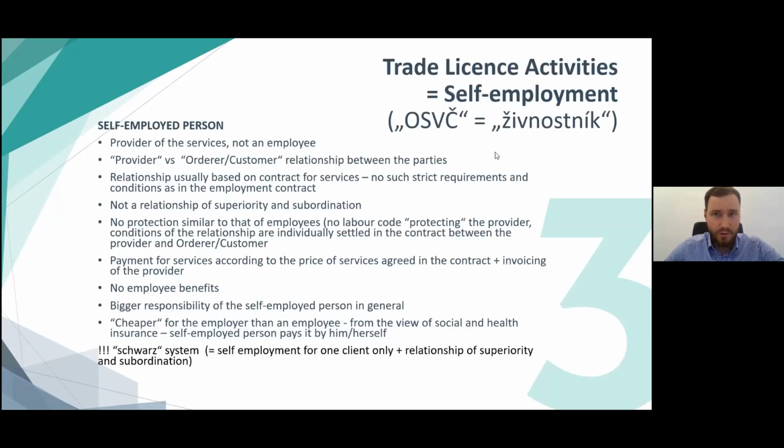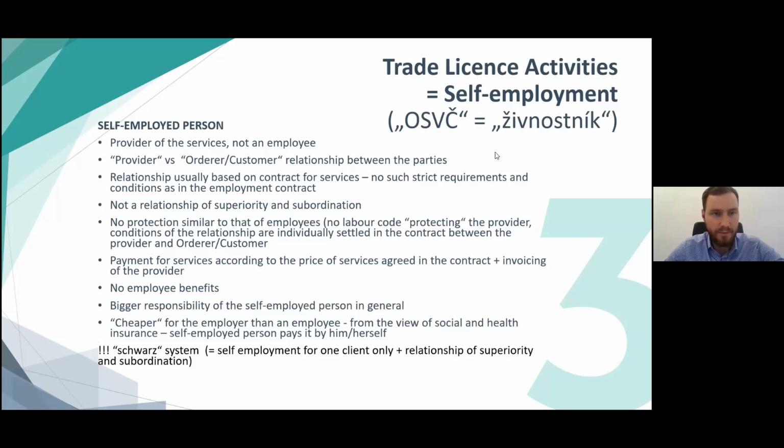So, trade license activities is called OSVČ in Czech law. It's called živnostník. It means like a businessman. This is not a labor relationship per se. It means that you're a businessman, as is the company that orders your services. So you're the provider of the services, not an employee. This difference is very important.